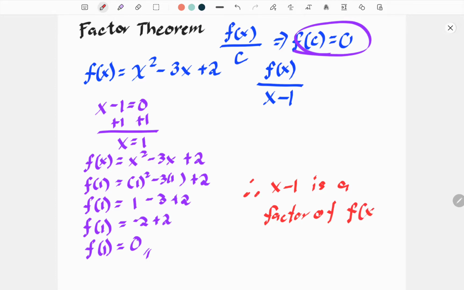I hope you learned something with this video, and you get to see the process and how to identify if the divisor is a factor or not of a function that's being divided.